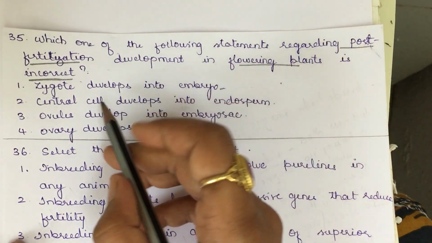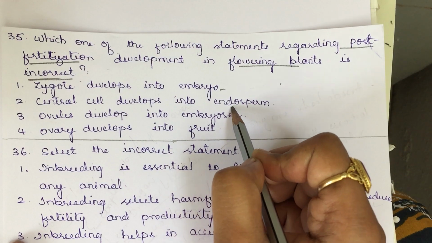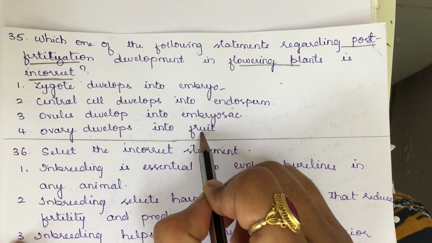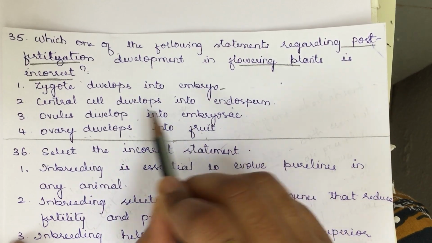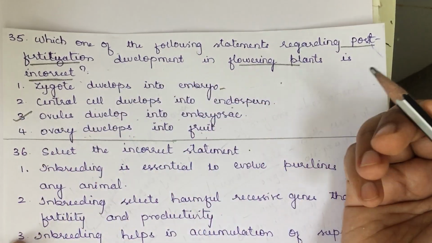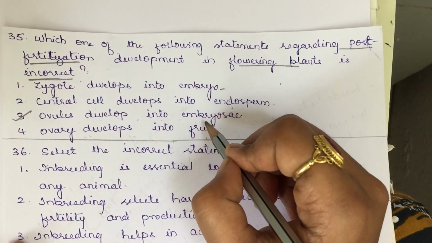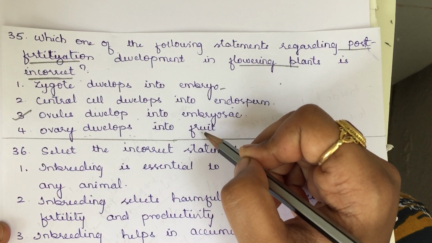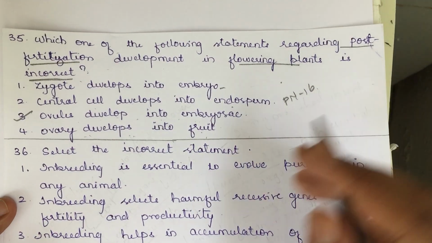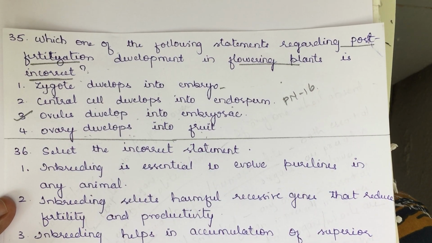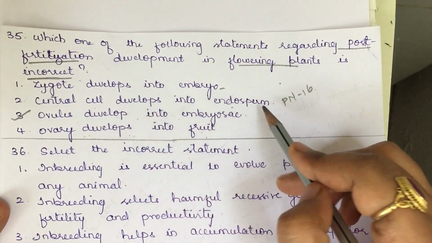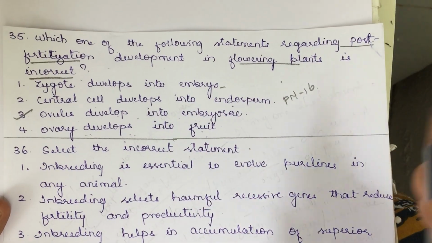Yes, this is correct. Central cell develops into endosperm. Yes, this is also correct. Ovules develop into embryo sac? Ovary develops into fruit. Yes. Ovules develop into seed, not embryo sac. So this is the incorrect statement, the correct answer. So question number 35 is on page number 16 of the second year textbook. Even from the first year also you will get this, and from the second chapter, sexual reproduction in flowering plants, you can get it from there also, but the easiest one I have found is on page number 16 of the second year textbook.